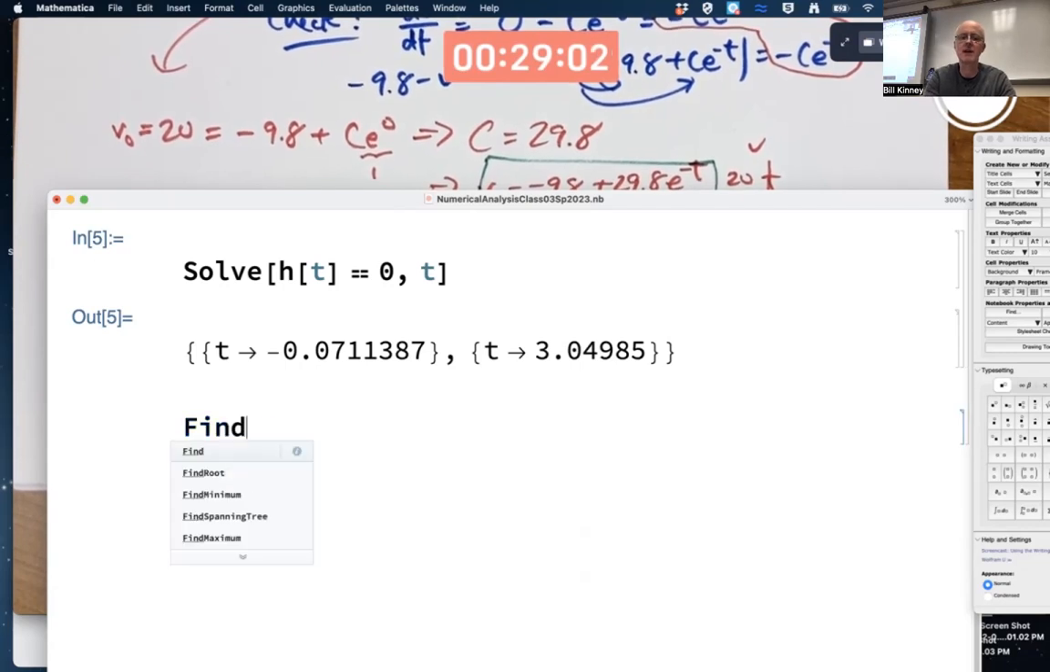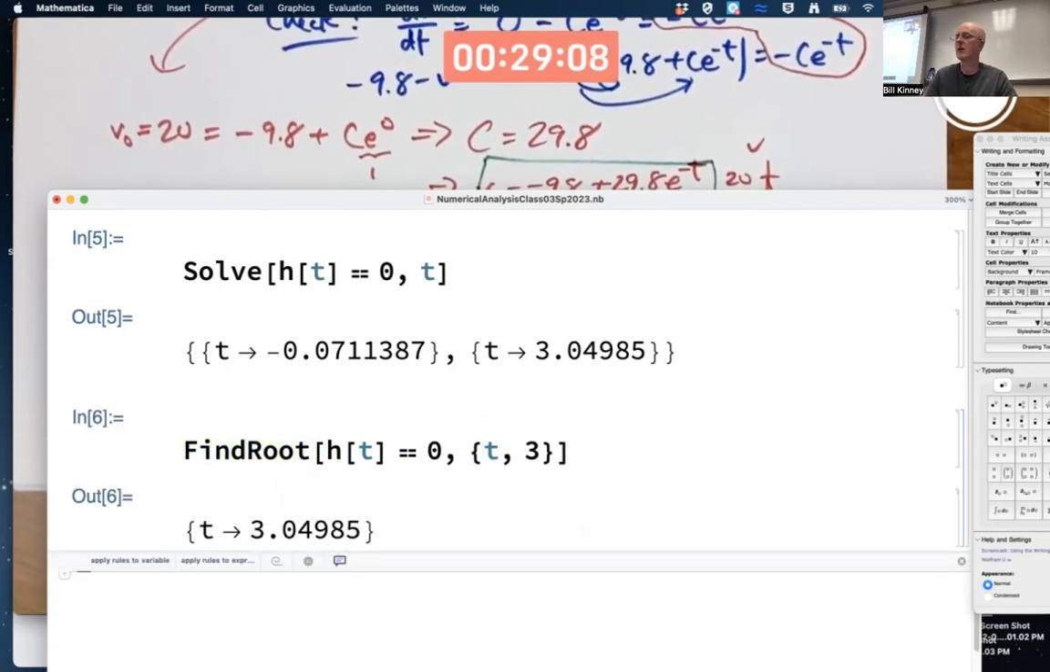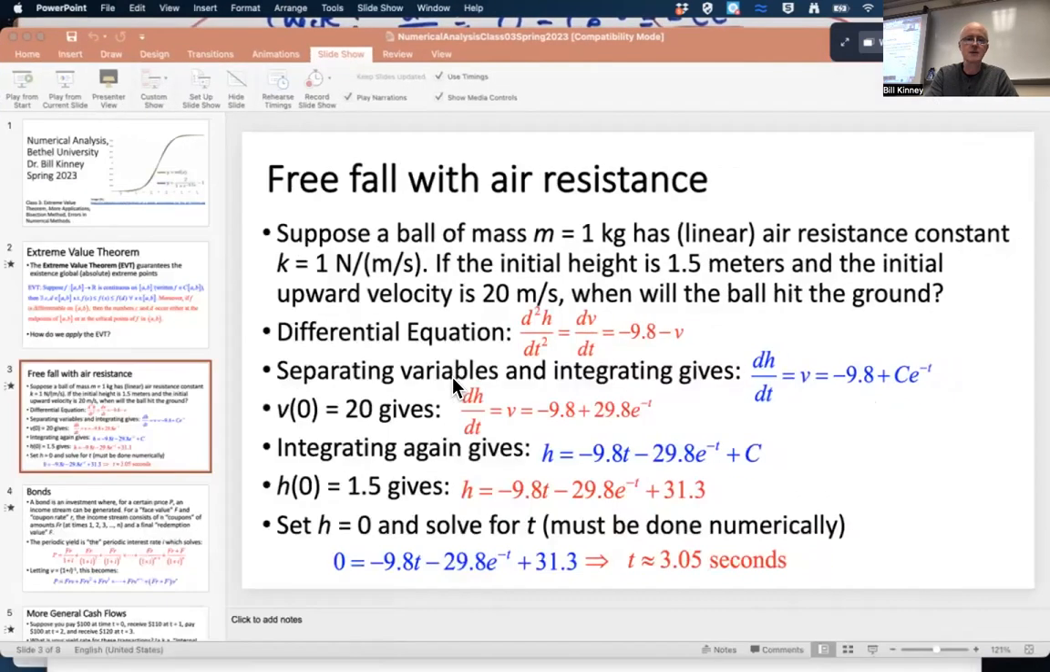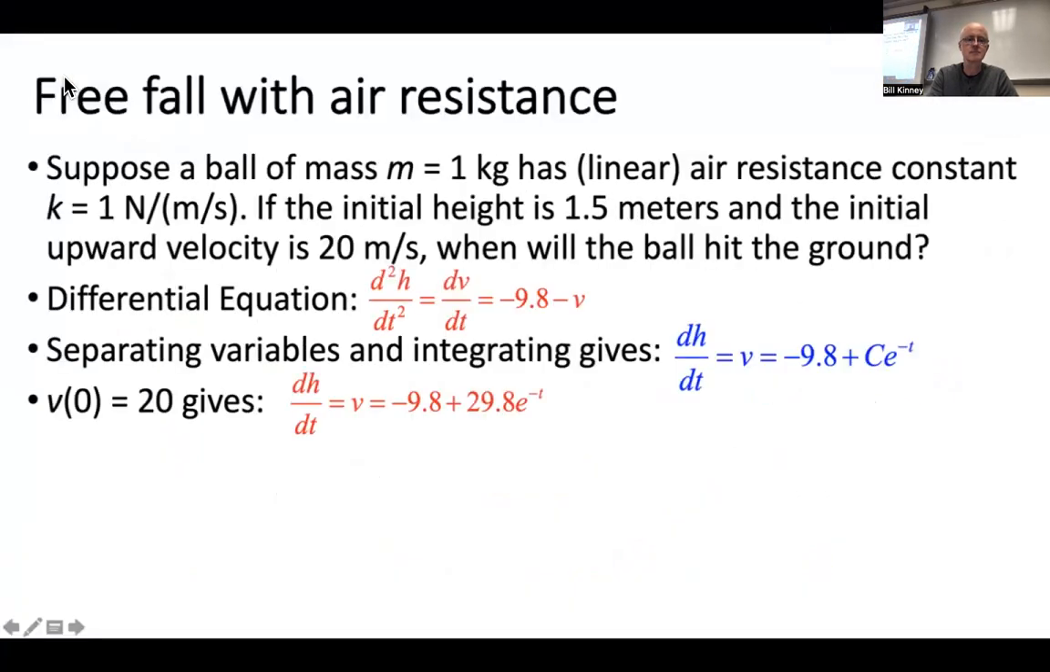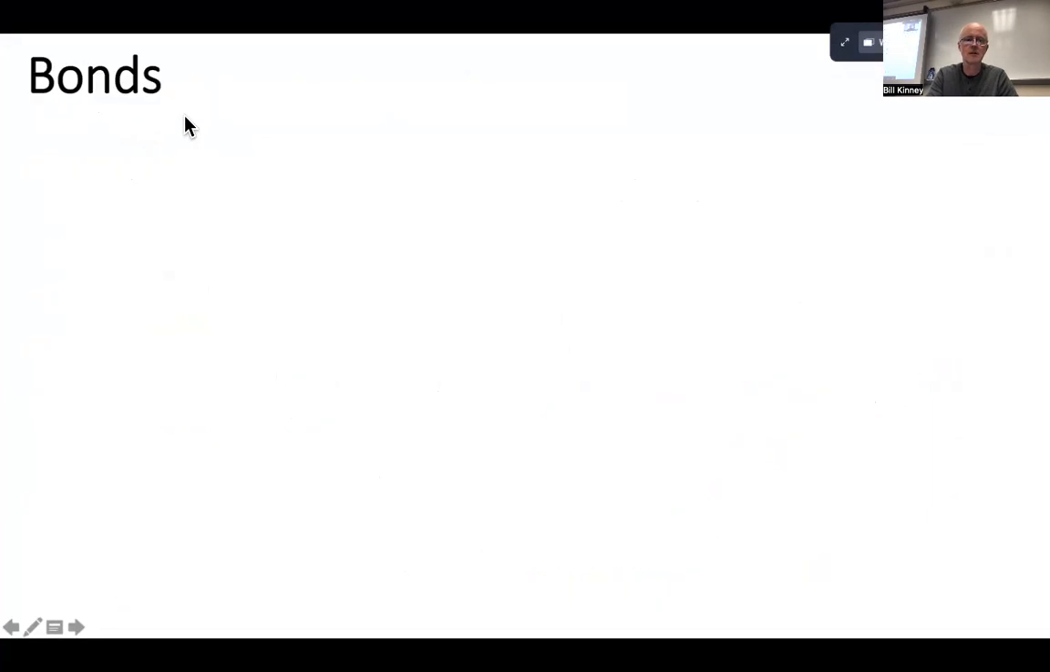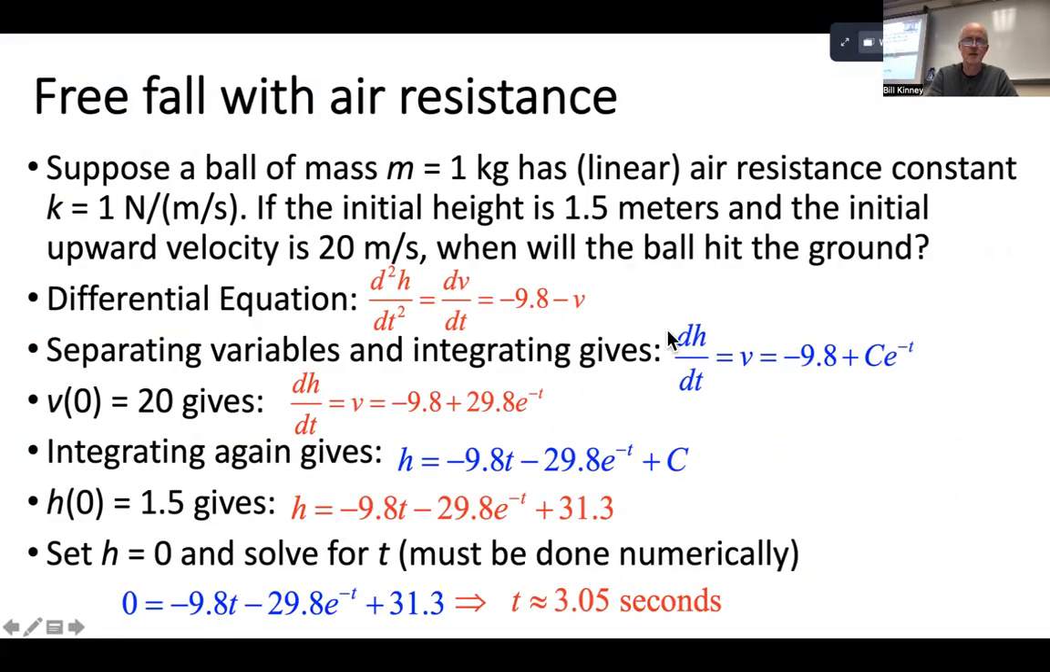So in general, you'd want to use FindRoot. But remember to give a guess like 3. And there we go. Same answer. So rounding, say 3.05 seconds, that would be our answer. Technically speaking, you must do it, quote unquote, numerically on your calculator: graph it, use the root finding feature. In Mathematica, the best thing to do in general is to use FindRoot. That's predicting a little over 3 seconds.